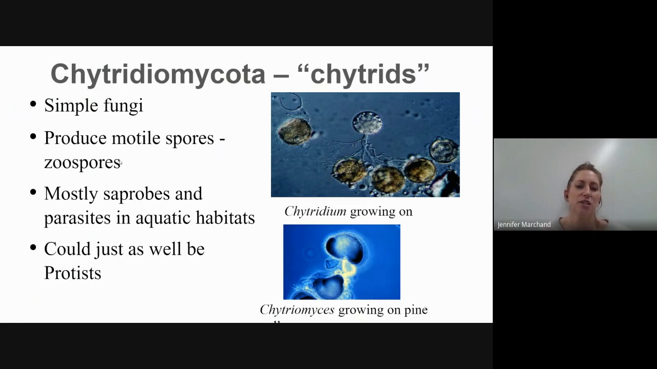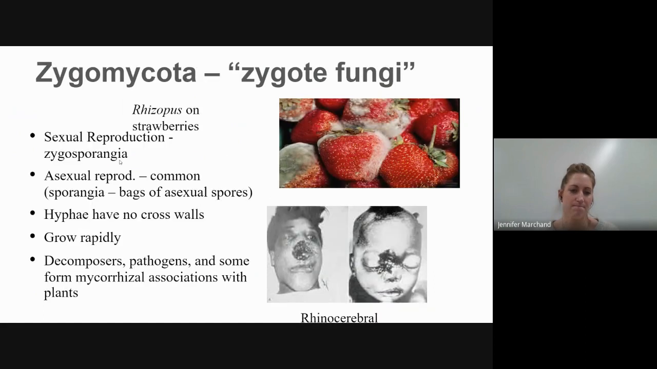The chytrids are a simple type of fungi that are typically in water. They're the most motile type of fungi, and they're typically decomposers, or some of them are parasites. Okay, then you have the zygote fungi, which makes sense because that's typically in sexual reproduction. And you'll see this on things like strawberries, and then sometimes you have asexual reproduction as well. These hyphae don't have any cross walls, so they are able to grow really rapidly. And you see these as typically decomposers or pathogens.